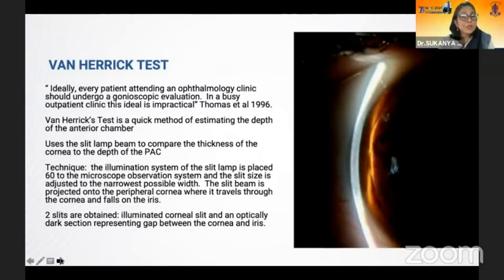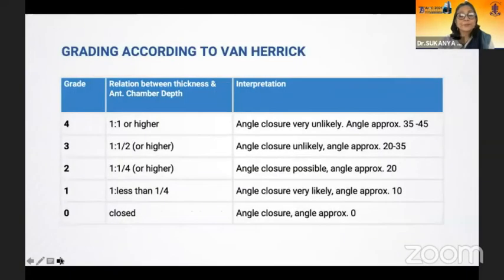We keep the observation column of the slit lamp in the central position, and we put the illumination system at 60 degrees. We make the illumination slit very narrow, and we make it as bright as possible, and we shine the illumination beam onto the peripheral cornea. We will get 2 slits. One is the bright corneal slit, and then we will get an optically darker slit between the cornea and the iris. And we compare the thickness of the peripheral anterior depth to that of the corneal slit.